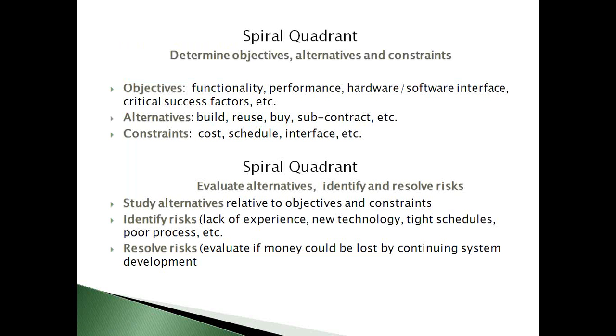So in spiral quadrant 1, we are going to determine the objectives, alternatives and constraints. So what are the objectives? Objectives will be the functionality, the performance, the hardware and software interfaces, and the critical success factors. And the alternatives will be build, reuse, buy, subcontract, etc. So all this information related to the alternatives means what is meant by build, reuse, and subcontract.